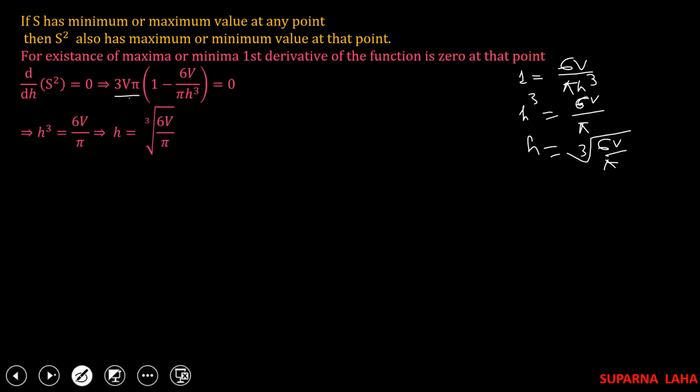So here's the value. Now we need to check the second derivative at this point. So what is the second derivative? Second derivative is 3v pi into 18v by pi h to the power 4.